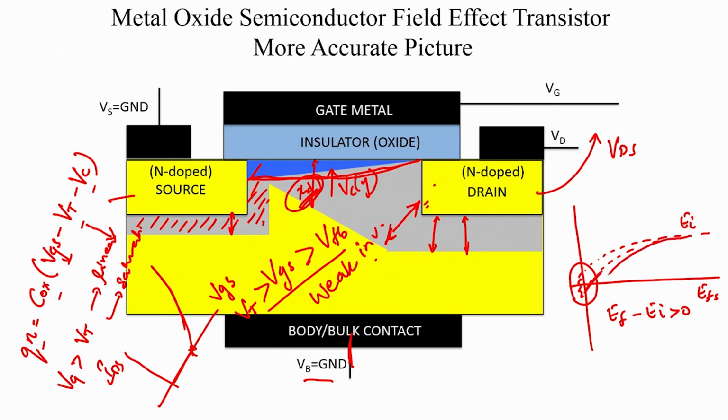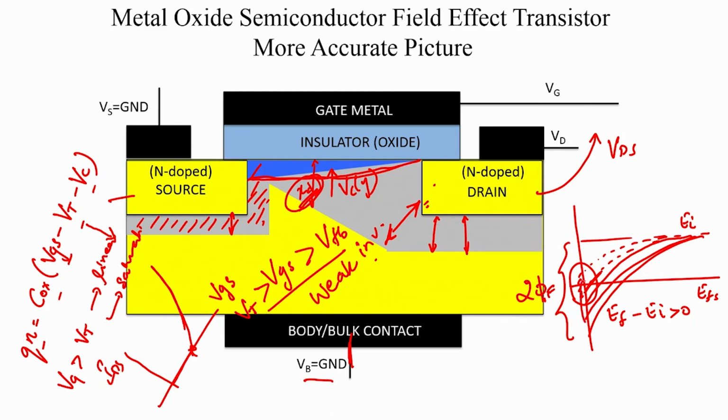and as you keep increasing the gate voltage, it continues going below EF till the point where the bending is so much that EI minus EF becomes equal to phi f, or the surface potential becomes equal to 2 phi f, which is when we say that we have hit threshold.